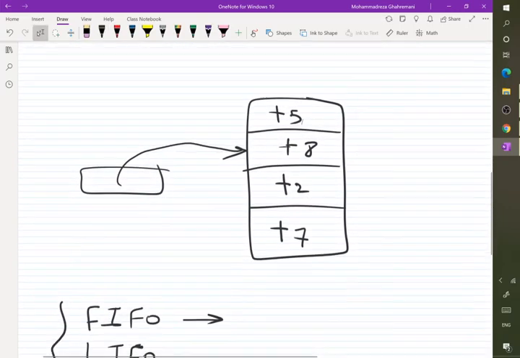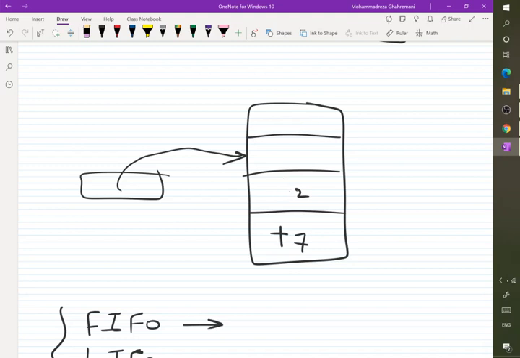Least recently used is not about the time of filling, but the time the block was accessed. Let's say the blocks were filled at T5, T8, T2, and T7. And then again we access this block at T10, this block at T12, this block at T9, and this block at T13.